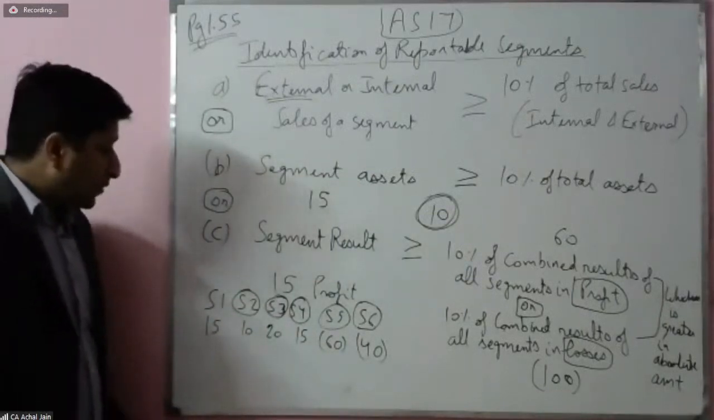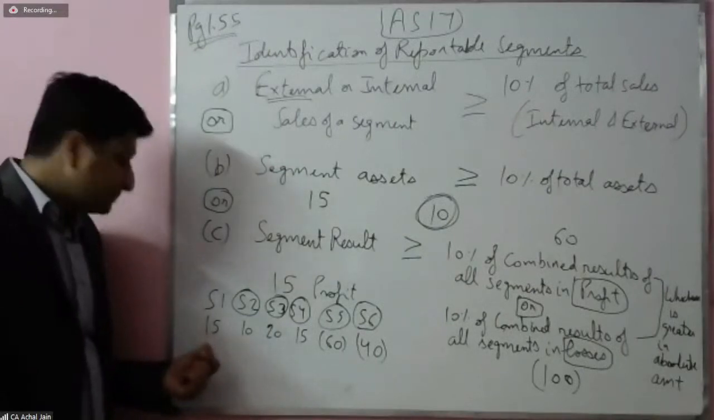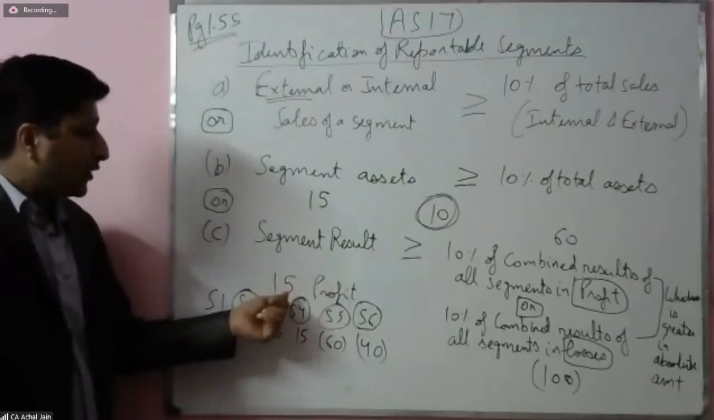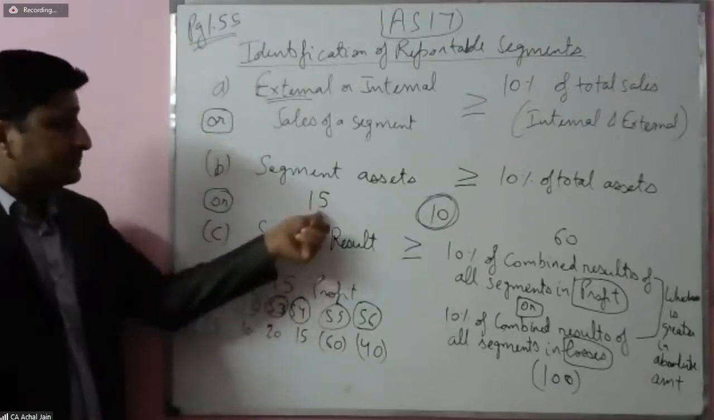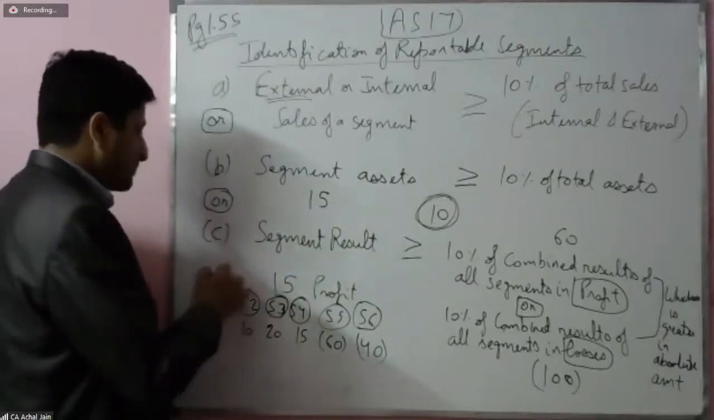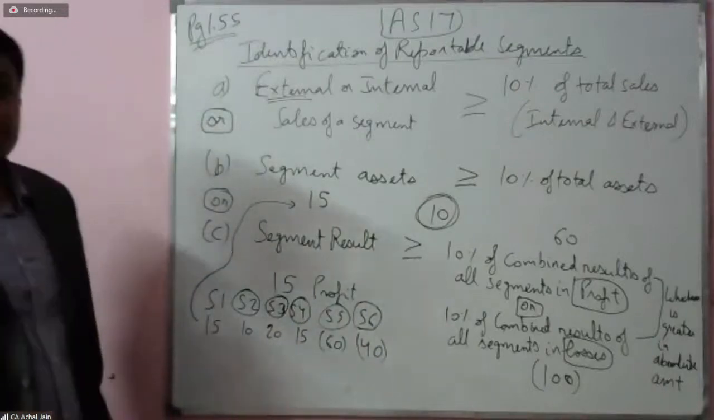Now, we need to check whether S1 will become reportable or not. So what do we do? Absolute figure of S1 will be picked up over here. What do we get? 15. Yeah. So this has been picked up over here. It is 15.